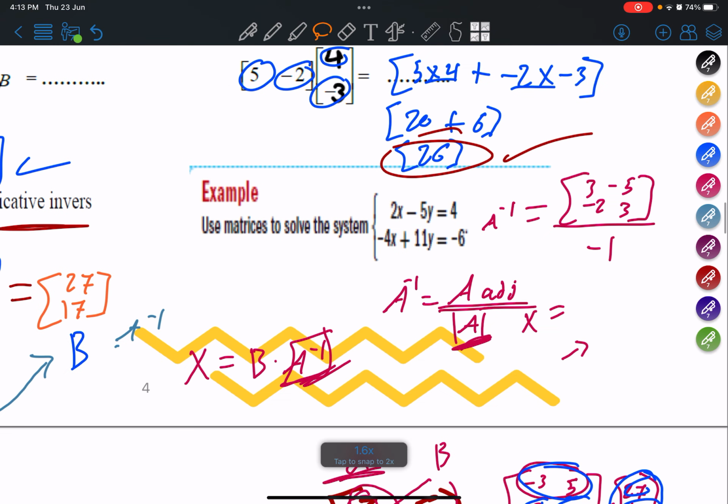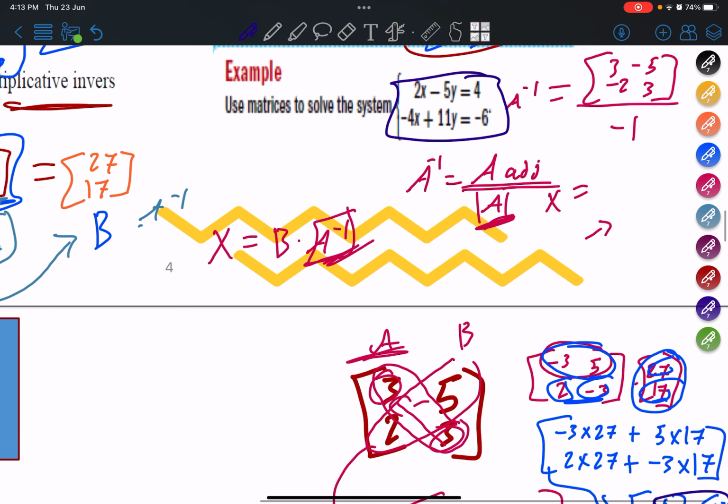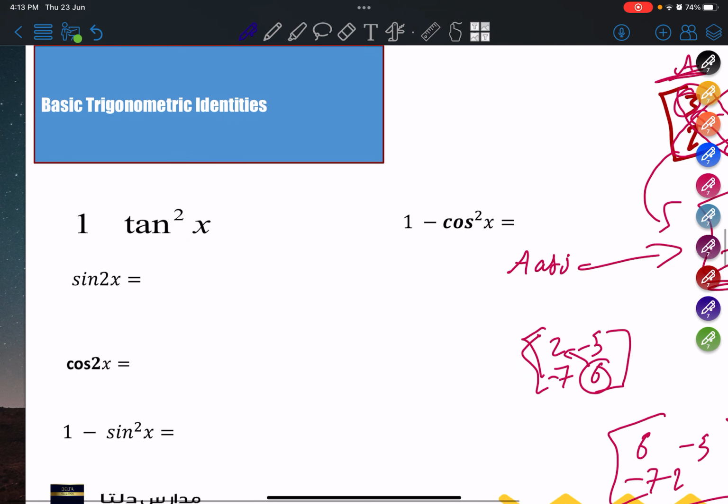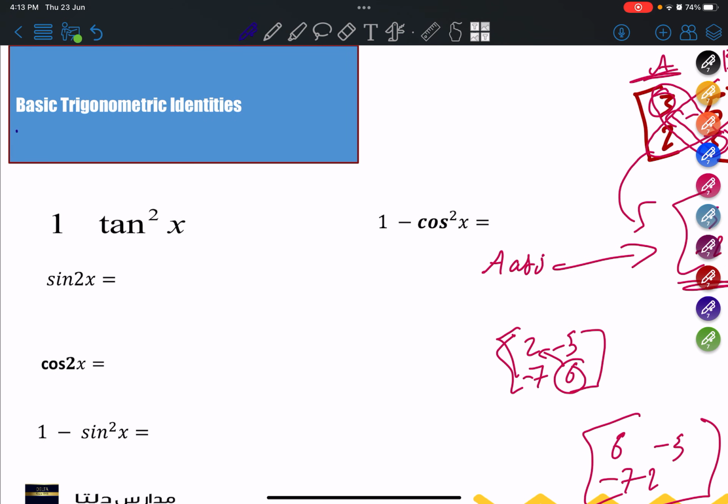Okay, we can do the same exact steps in this question. If anyone struggles with it, I can do another video for it, but just to cut some time, I will just skip it. Okay, so basic trigonometry, or basic trigonometric identities.